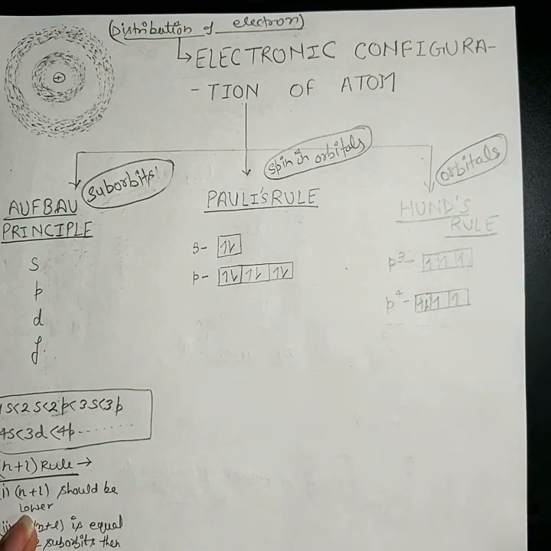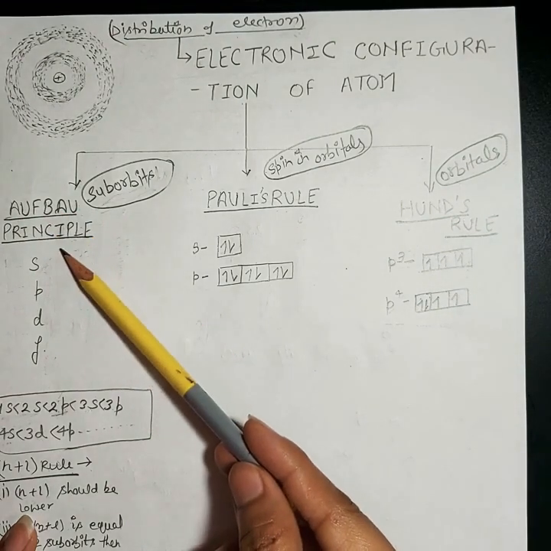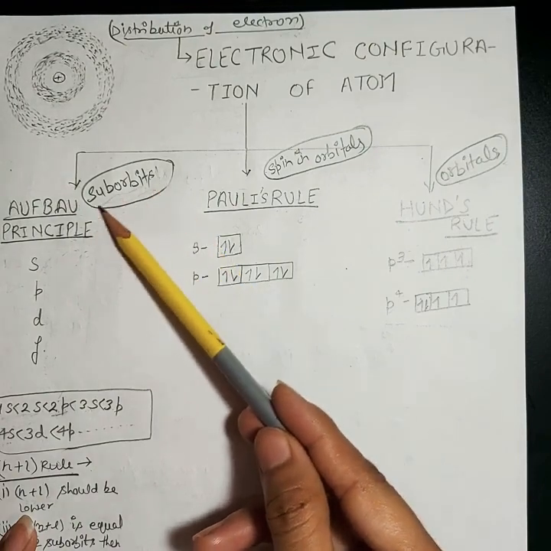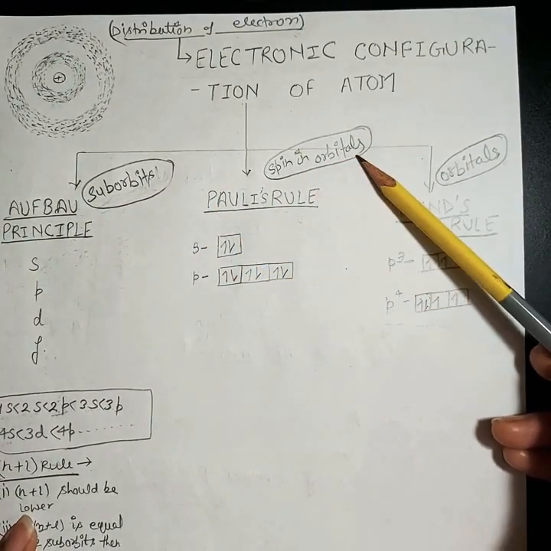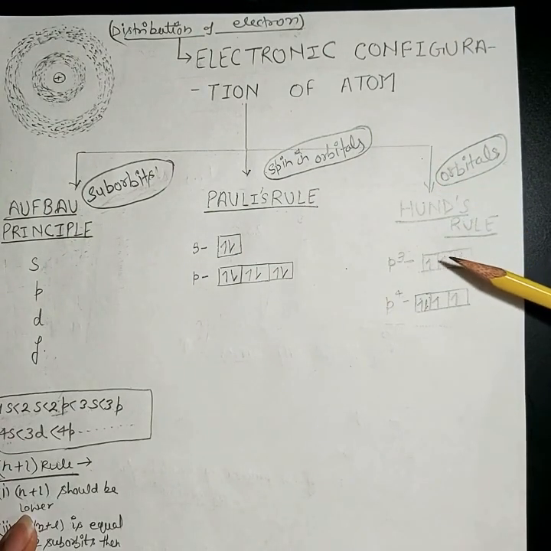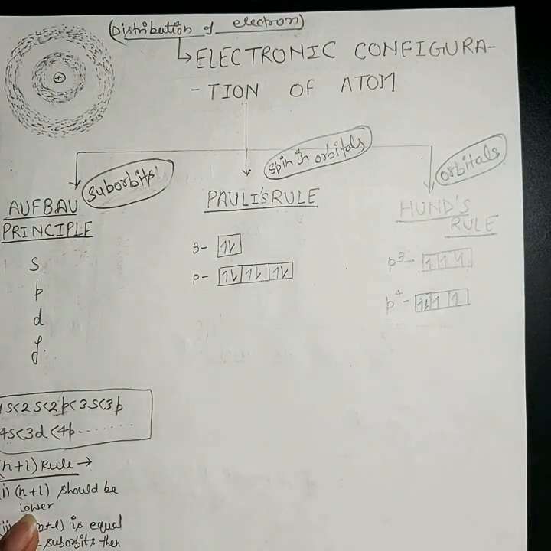So basically we can say that the Aufbau principle tells about the filling of electrons in suborbits. Pauli's rule tells about the spin of electrons in orbitals, and Hund's rule tells about the filling of electrons in orbitals. So by knowing these three, we can easily write the electronic configuration. And how we can write the electronic configuration, I will tell you later.